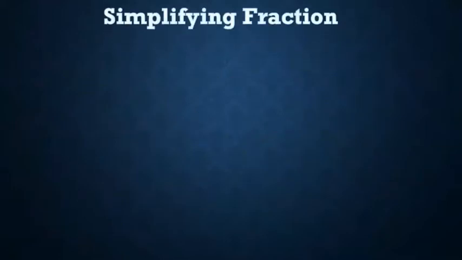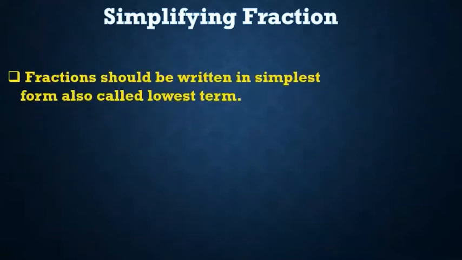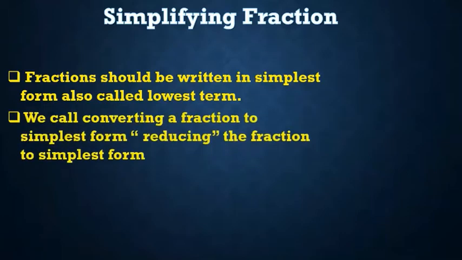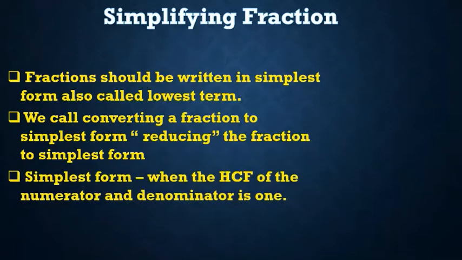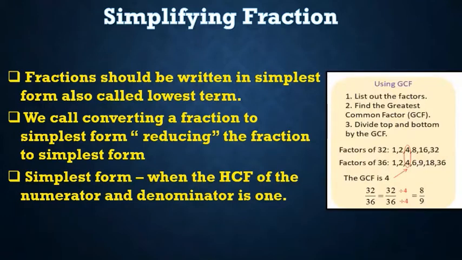Now we will learn how to simplify fractions. Fractions can be written in simplest form, which is also called the lowest term. We can call converting a fraction to its simplest form reducing the fraction to the simplest form. The simplest form is when the HCF of the denominator and numerator is 1. Using HCF, this is how we can simplify a fraction. Our first step is to list out the factors.